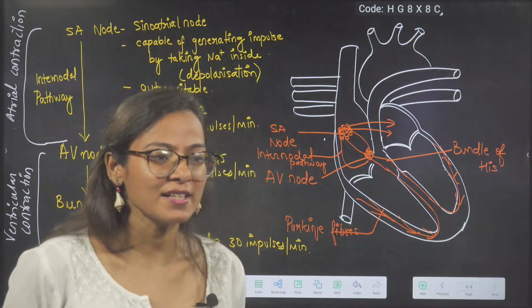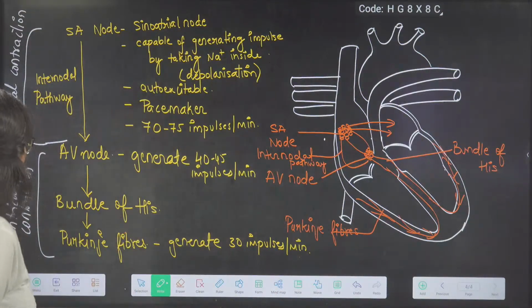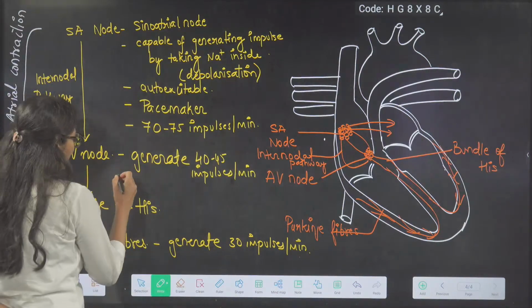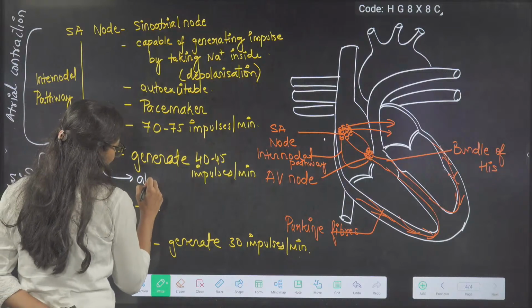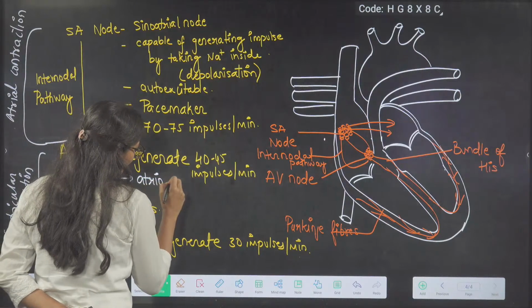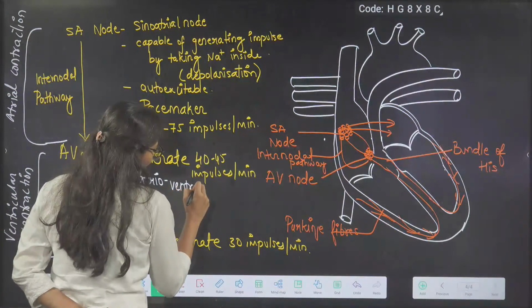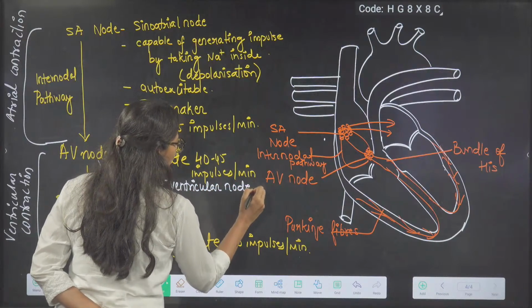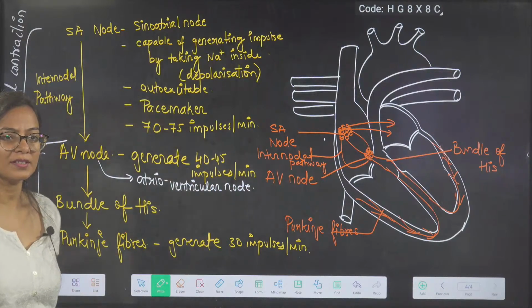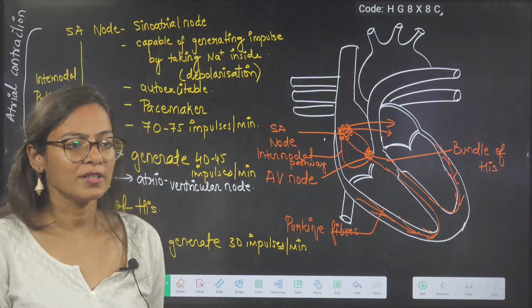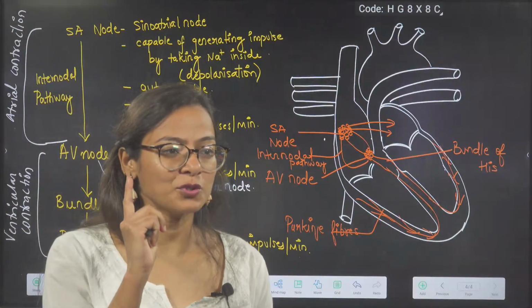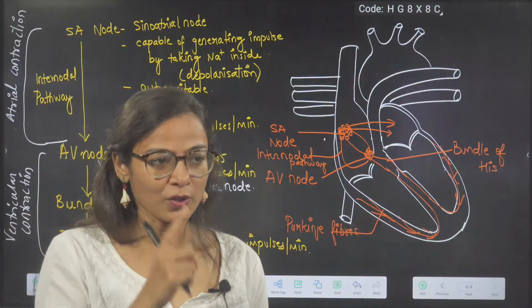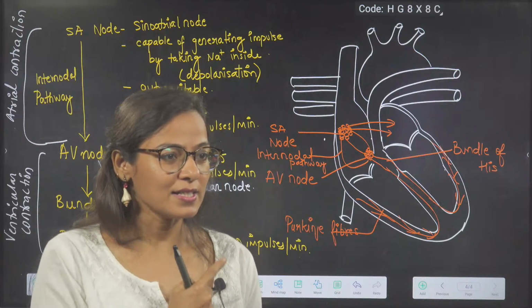Full form of SA and AV. I think I have written. Chalo, SA I have written. AV I will write. AV is atrioventricular node. Right? AV is atrioventricular node. Yes. Quickly now I am going to recap. So those who could not understand, just see carefully.